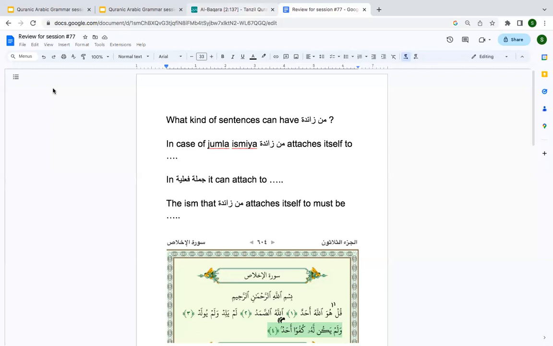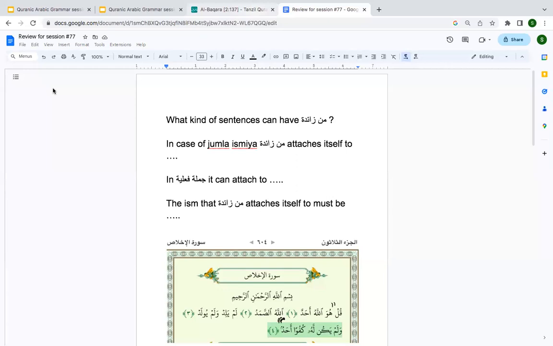Everyone understood that. In case of jumla feiliya, it can attach itself to fail. Very good job. Yes, fail. Number one, it can attach itself to fail or maf'ul. Will I look for min zaida in case of a fail that is other than huwa hiya? Because in that case, I'm not going to look for a fail with min zaida if my fail is other than huwa hiya, because it's only possible for min zaida to attach itself to fail when my fail is in huwa hiya form, because that can have an outside doer that can be attached by min zaida for added emphasis.